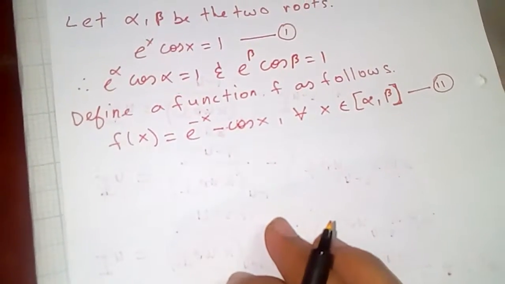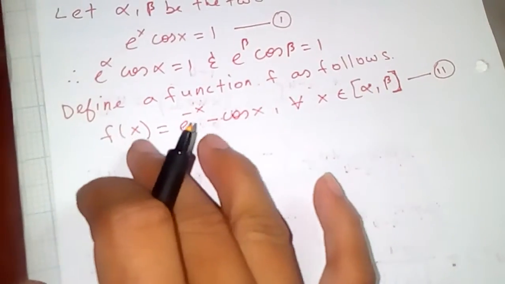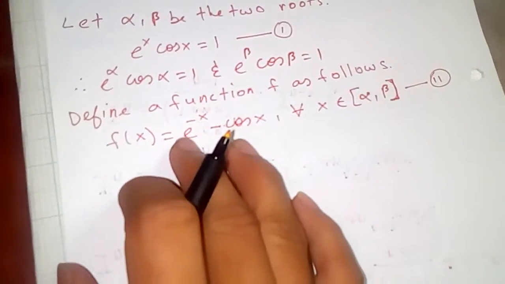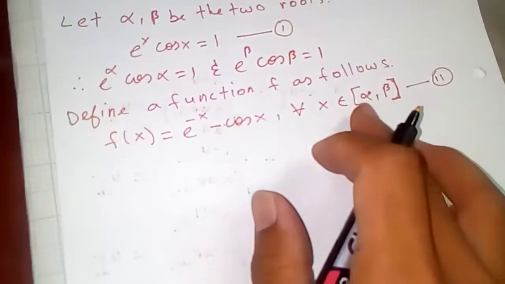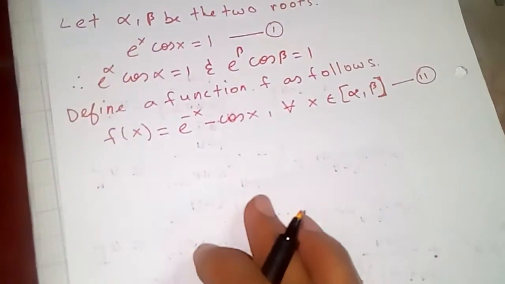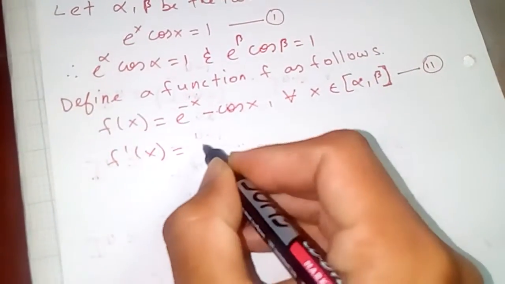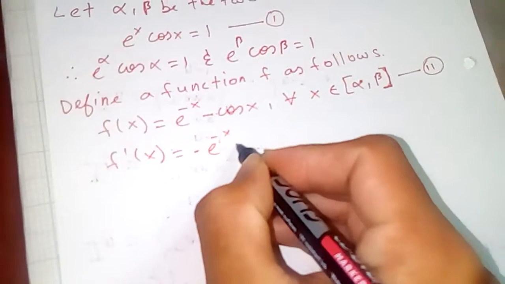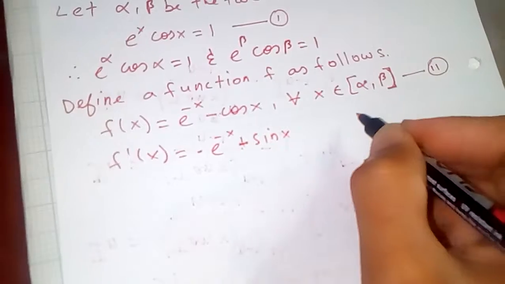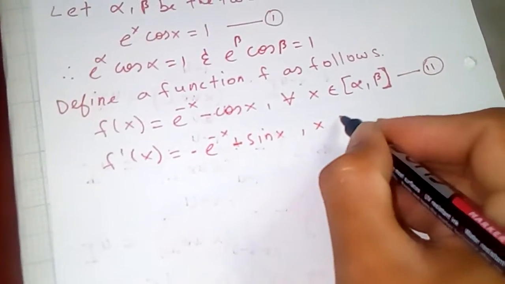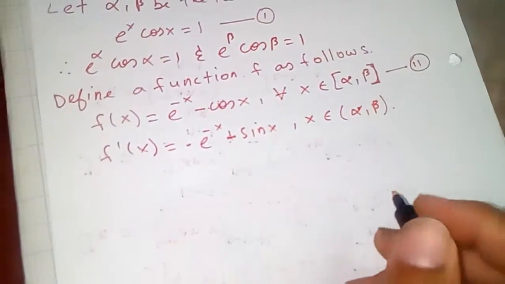Now obviously from Rolle's theorem, this function f of x is continuous in the closed interval alpha and beta and derivable in the open interval alpha and beta. If you take the differentiation, you get negative e to the negative x, and the minus becomes plus, sin x, where x belongs to the open interval alpha and beta.